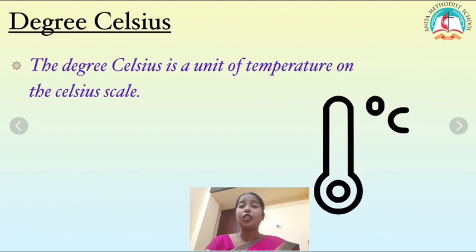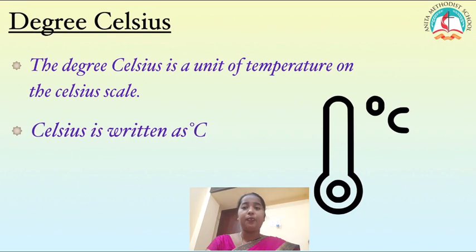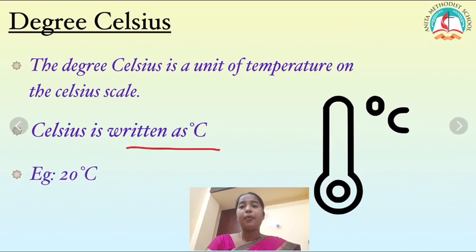The degree Celsius is a unit of temperature on the Celsius scale. This temperature scale was originally known as the centigrade scale. Celsius is written as degree Celsius. Okay. So for an example, 20 degrees Celsius.